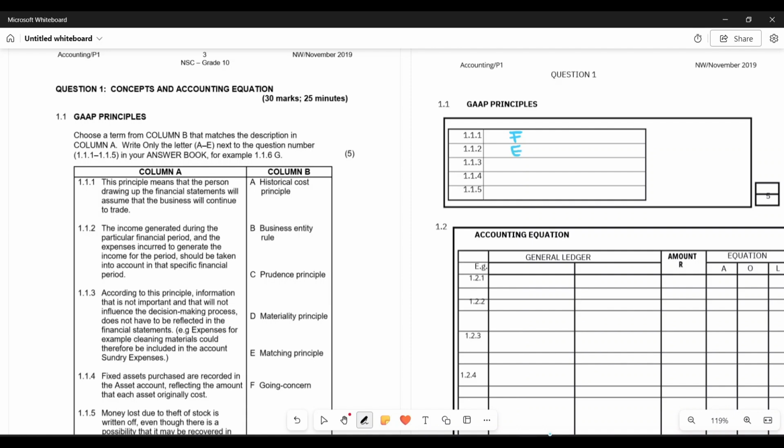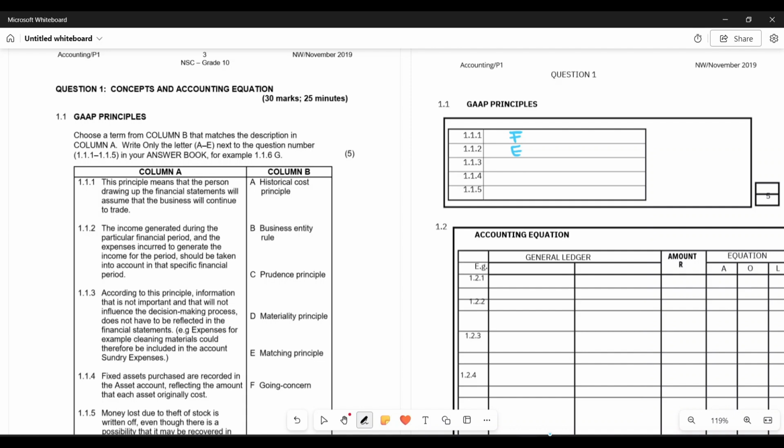Now, what about the third one? According to this principle, information that is not important and that will not influence the decision-making process does not have to be reflected in the financial statements. E.g., expenses such as cleaning materials could therefore be included in account sundry expenses. So basically, this principle is your materiality principle.